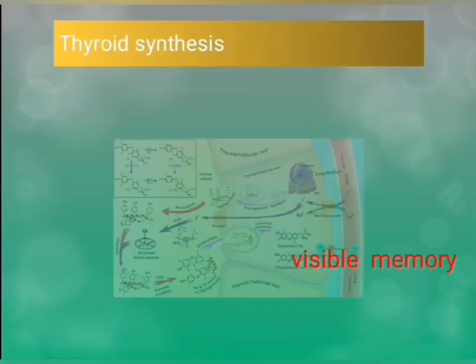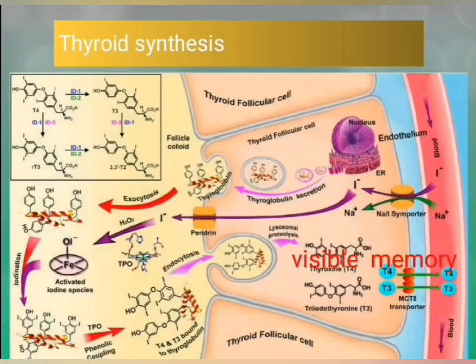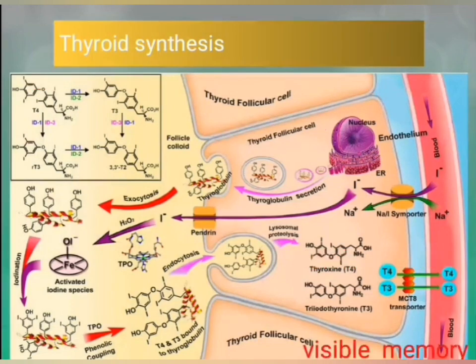Here is the thyroid hormone synthesis process in the thyroid gland. This is the follicular cell, this is the lumen of the follicle, and these are the blood vessels present around the follicular cells. From the nucleus, DNA is transcribed and then translated into the thyroglobulin protein. This thyroglobulin protein is exocytosed into the lumen of the follicle.